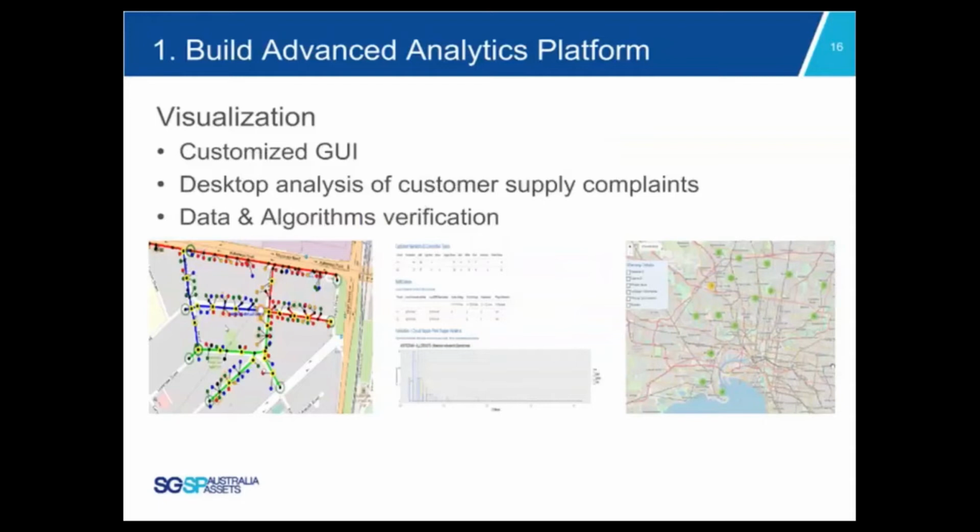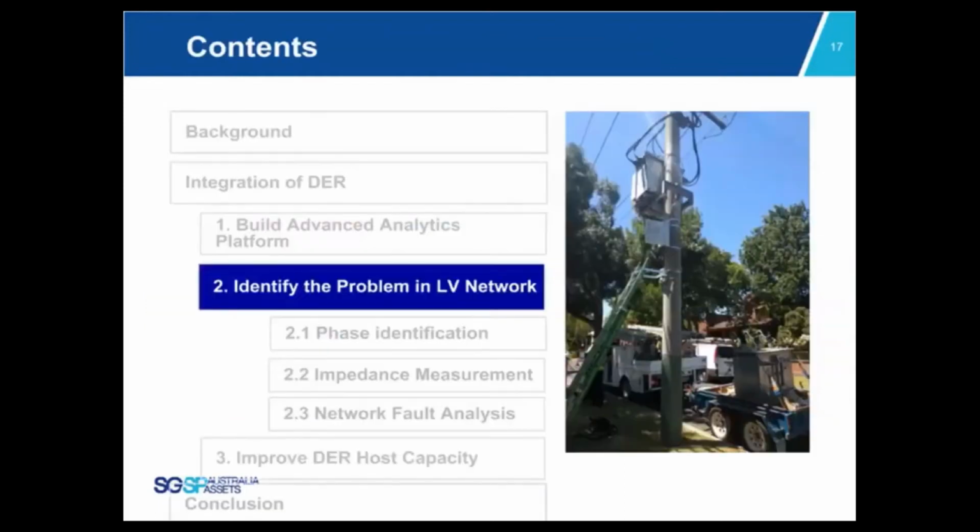Apart from data architecture and the models design, we spend a lot of time on a visualization tool based on our Shiny package. The tool provides visibility of the network and flexibility to the users by customized GUI, desktop analysis of customer supply complaints, and data algorithms verification. I will show more visualization cases along the presentation. So let's go to step 2. Identify the problem in the LV network, which includes phase identification, impedance measurement, and network fault analysis.